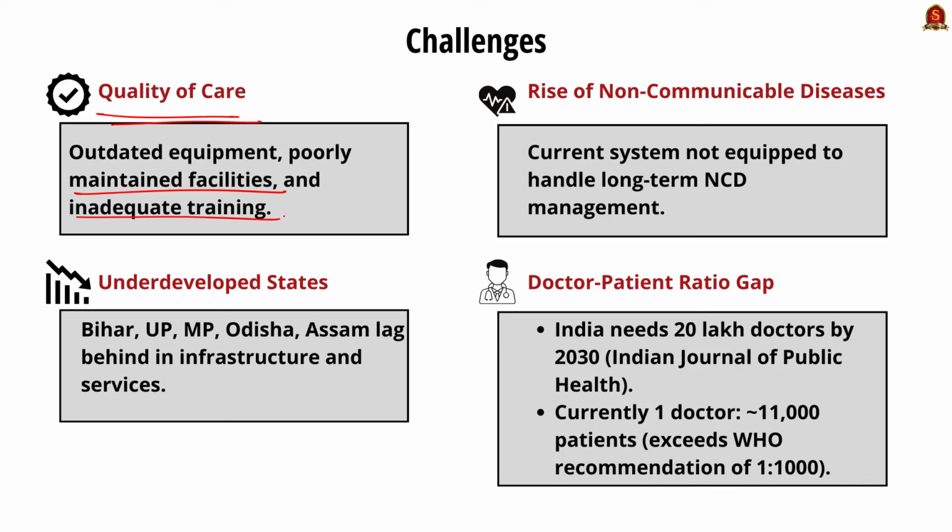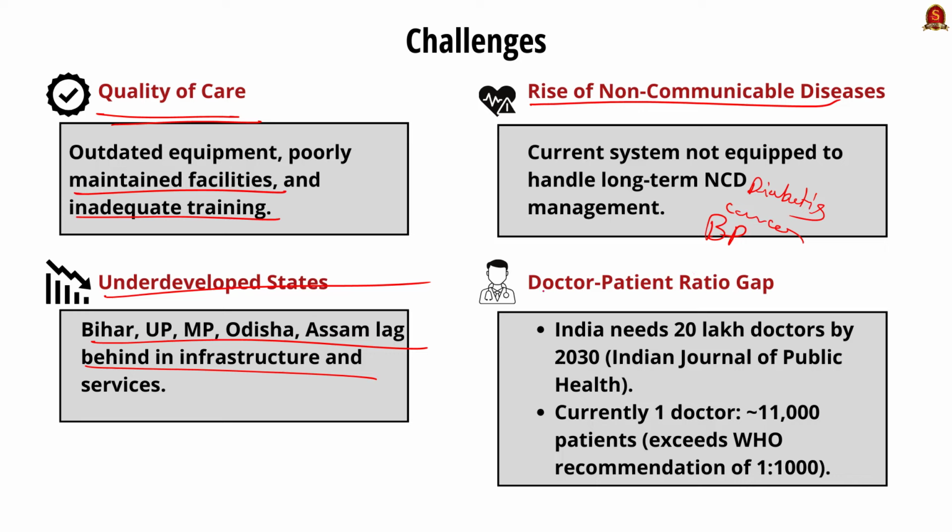Then there are underdeveloped states. See, the states like Bihar, Uttar Pradesh, Madhya Pradesh, Odisha, and Assam lag behind in terms of healthcare infrastructure and services. These states require targeted interventions to bridge the gap with more developed regions. Then, the rise in the non-communicable diseases like diabetes, hypertension, and cancer requires a shift from episodic to the continuous care. The current healthcare system is not adequately equipped to handle the long-term management of non-communicable disease, that is NCDs.